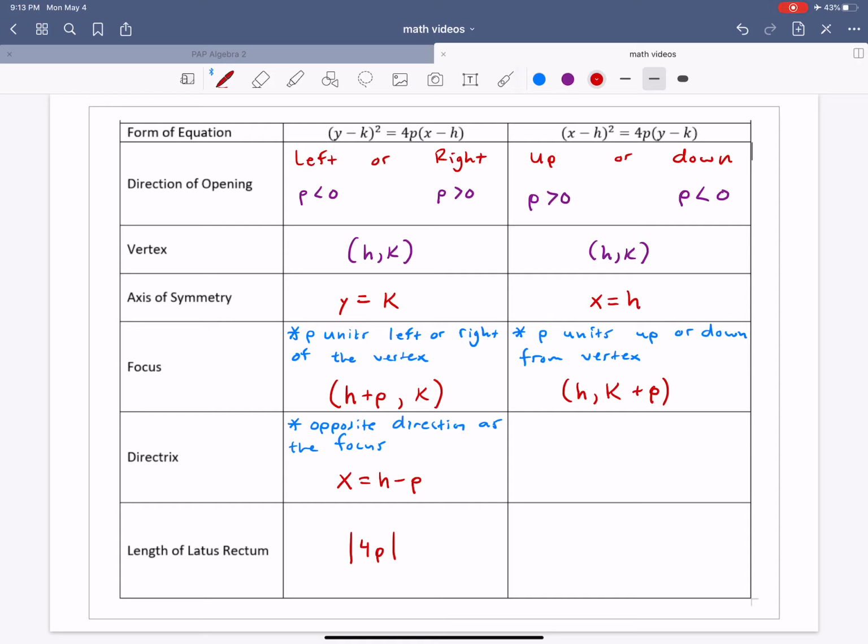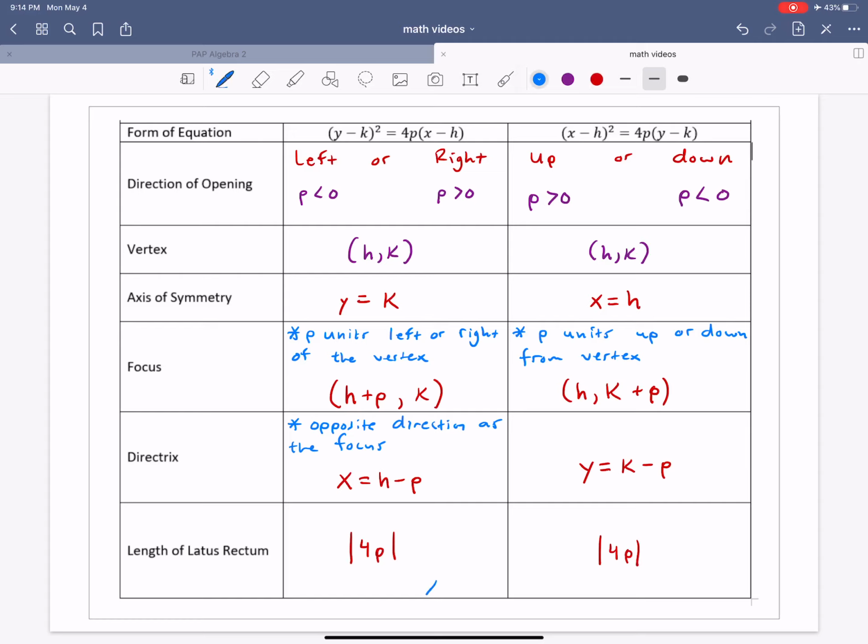Now the directrix is still in the opposite direction as the focus. If you look at the picture that we just labeled, the directrix here is going to be a horizontal line. So the equation of that line, instead of being k plus p, is the opposite. It's k minus p. Remember, we go the opposite direction. And the length of the latus rectum is still the absolute value of 4p.